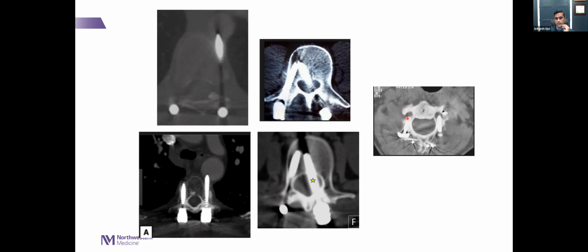Here, this is in the cervical spine. You can see there's the transverse foramen here, and then what lives here? The vertebral artery. So if you put in a screw that's too long, it can cause inadvertent vertebral artery injury.